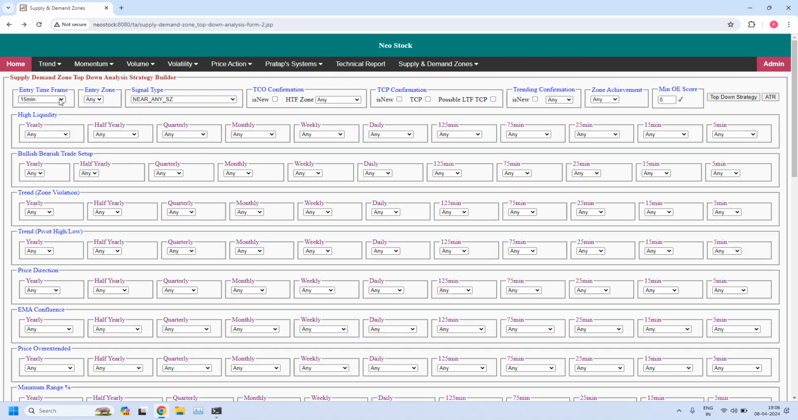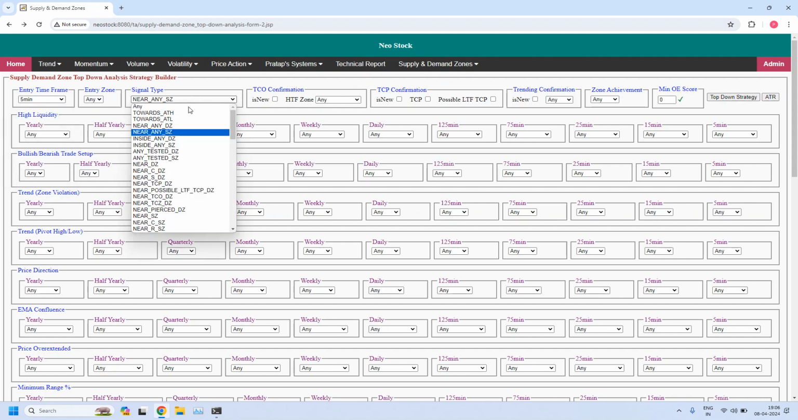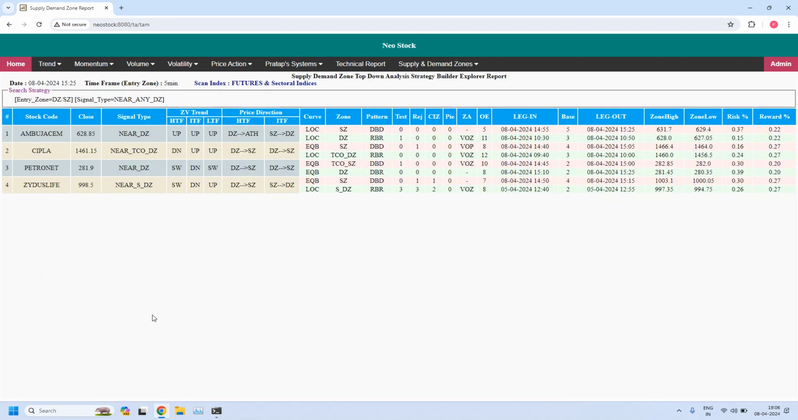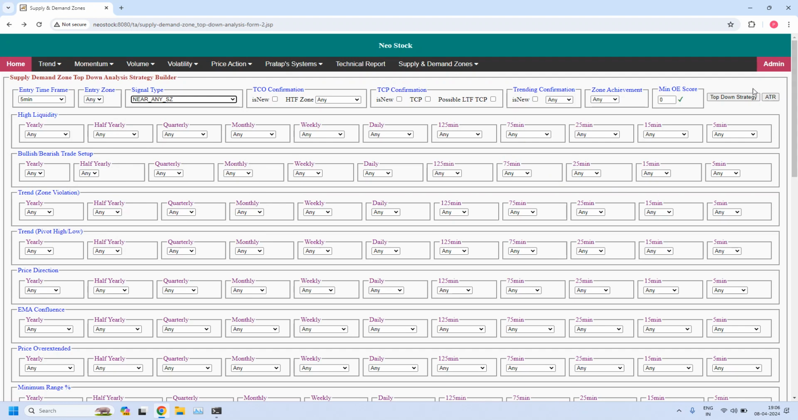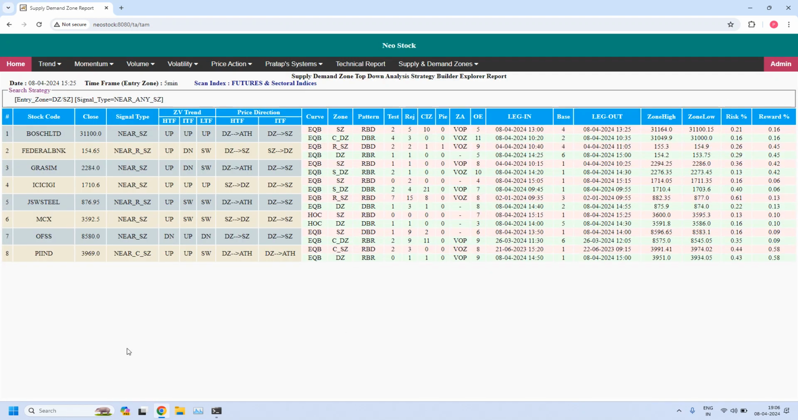So I'm going back. Changing the time frame to 5 minutes, let us find the stocks near 5 minutes demand zone. So these 4 stocks are near 5 minutes demand zone. So I'm going back. For 5 minutes time frame, let us find the stocks near 5 minutes supply zone. So these 8 stocks are near 5 minutes supply zone. So this is about the stocks near demand and supply zones for all the time frames.